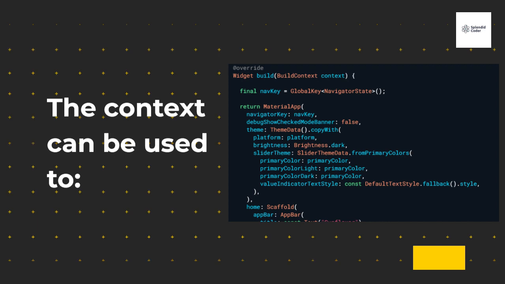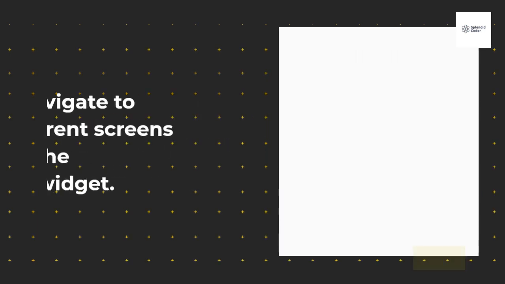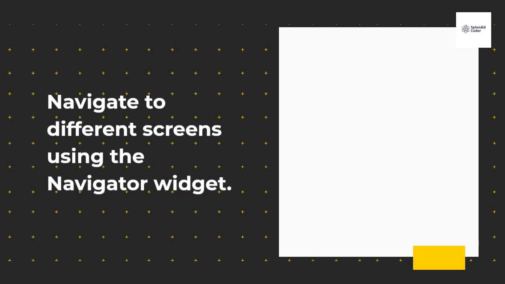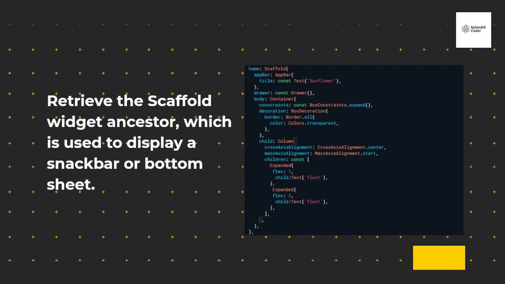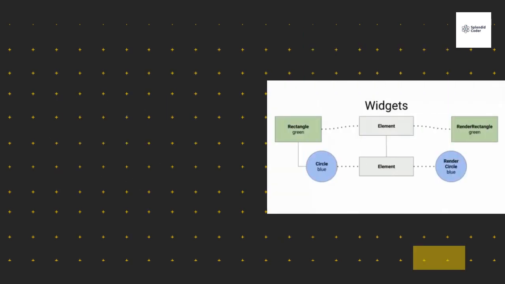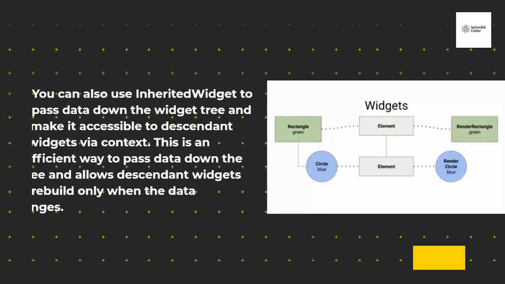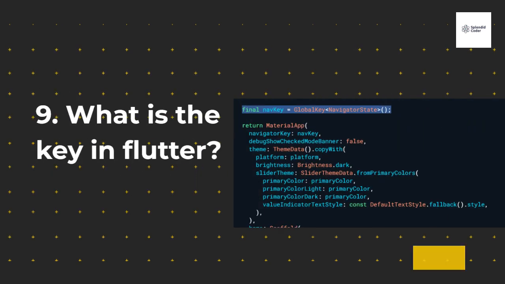The context can be used to access the theme and text direction of the app, navigate to different screens using the Navigator widget, retrieve the Scaffold widget ancestor, which is used to display a snack bar or bottom sheet, and get the size and position of the screen. You can also use InheritedWidget to pass data down the widget tree and make it accessible to descendant widgets via context. This is an efficient way to pass data down the tree and allows descendant widgets to rebuild only when the data changes.